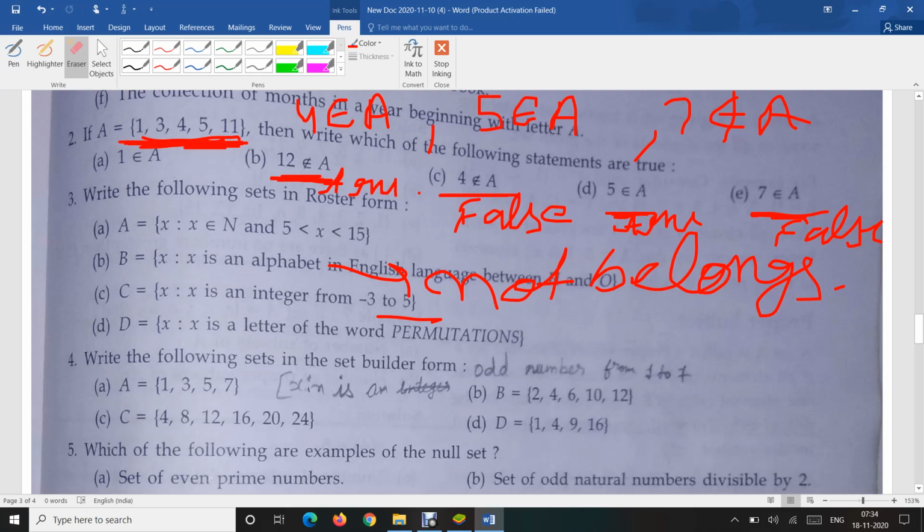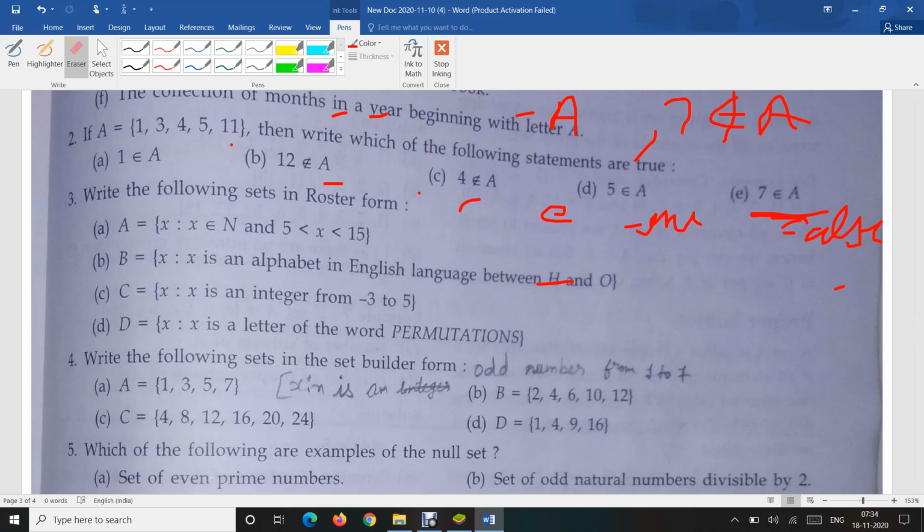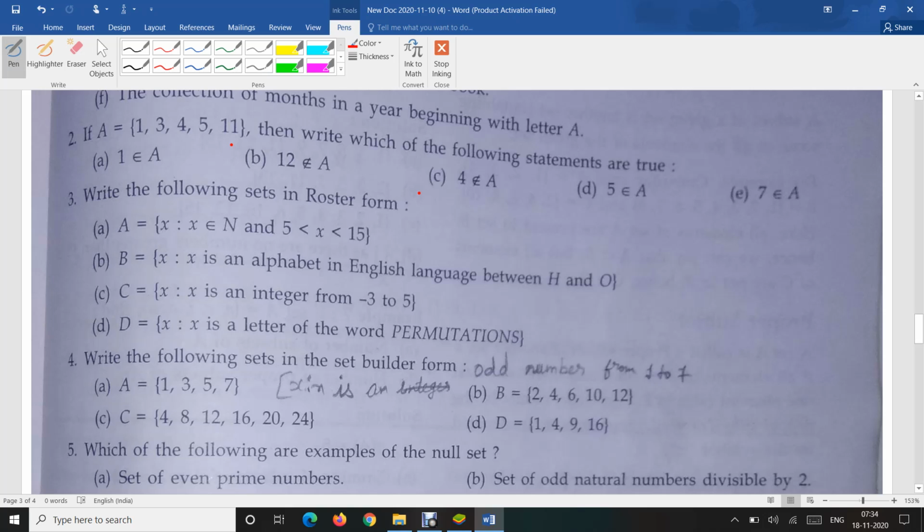Now see question number 3. Question number 3 is saying, write the following sets in roster form. I already told you how you can write any statement or any set in the roster form. Roster form is simply within the curly brackets and separated by commas. So see how you can write the first part.